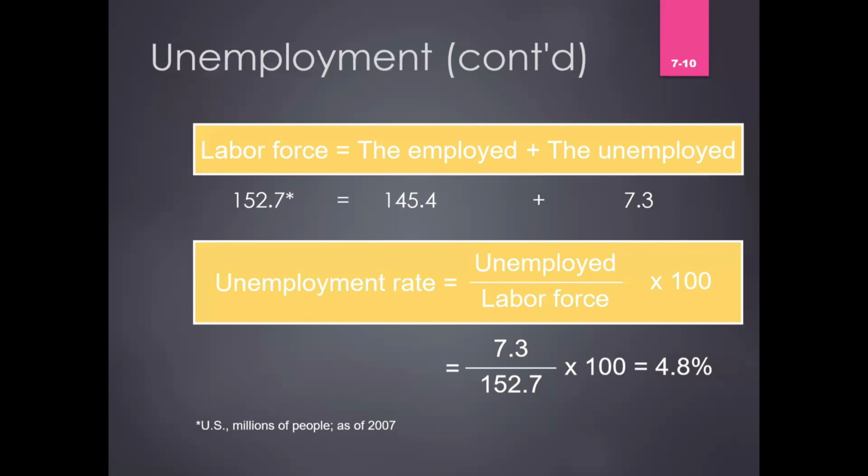And here we are. So the unemployment rate will be equal to the unemployed divided by the labor force times 100. And we're going to use the figure for the US as of 2007. The number of people unemployed in millions was 7.3, divided by the labor force, which is 152.7 million, times 100 will give you 4.8%.